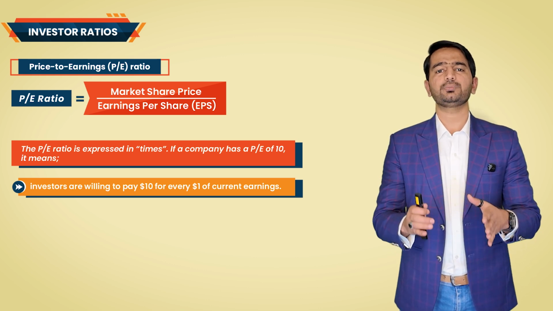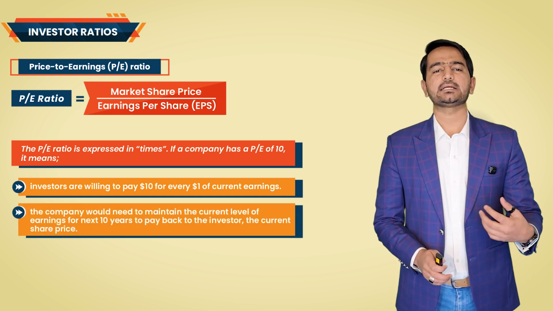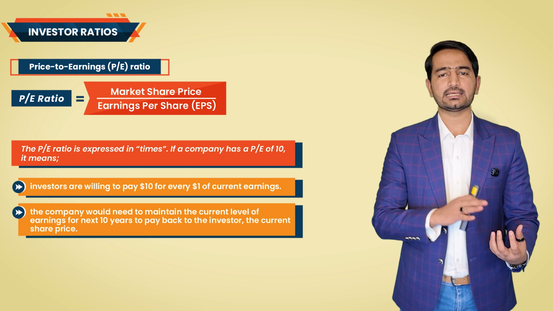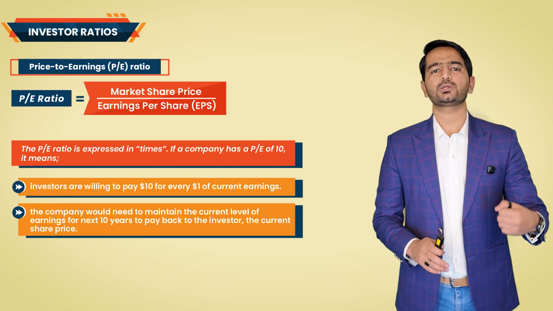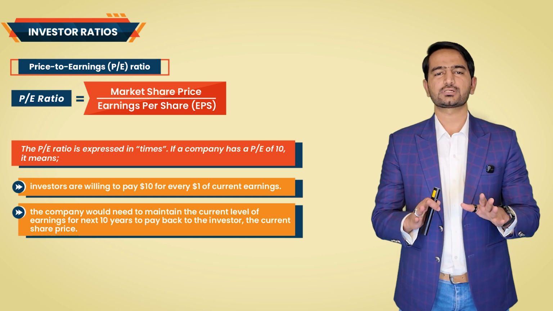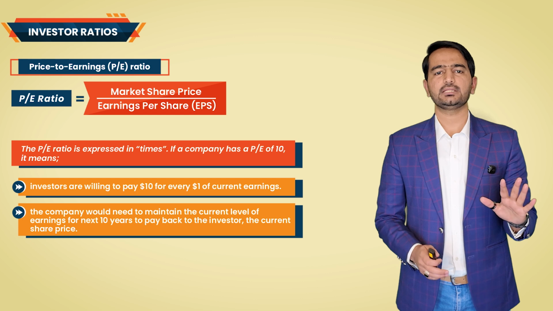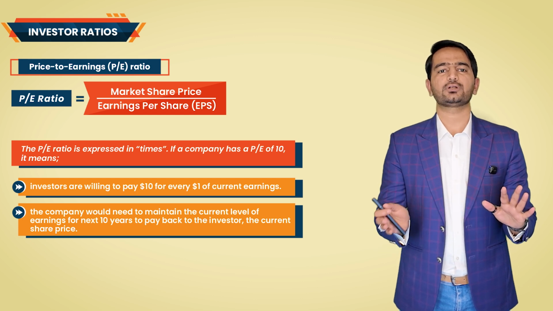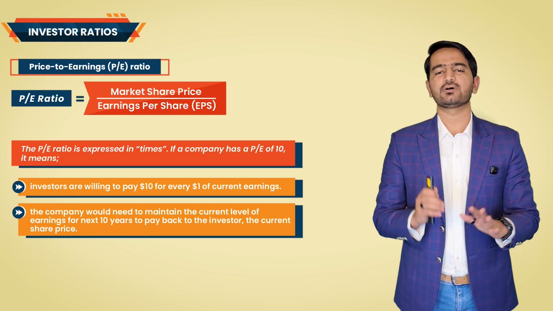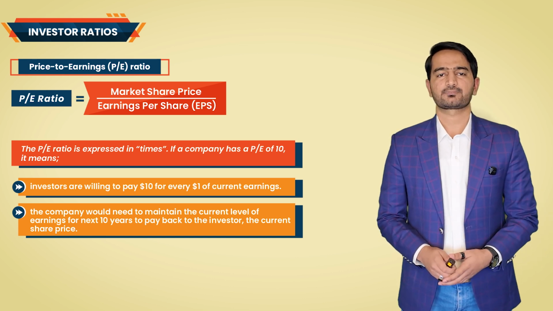It can also be interpreted in a way that the company would need to maintain the current level of earnings for the next 10 years to pay back to the investor the current share price. Of course, a high PE ratio, let's say 10, does not mean that investors expect to wait for 10 years to recover their investment. Rather, they expect growth in profits.